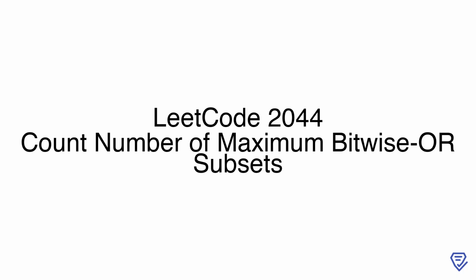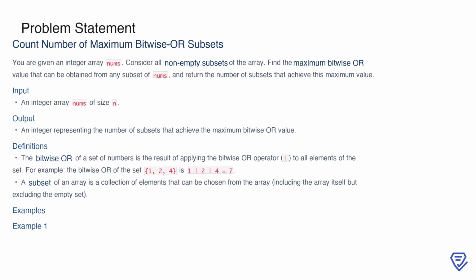Let's dive in. In this problem, we are tasked with finding the number of subsets that achieve the maximum bitwise-OR value from a given integer array nums. A subset is any combination of elements from the array, including individual elements or the entire array, but excluding the empty set. The bitwise-OR of a set is calculated by applying the OR operator across all its elements.